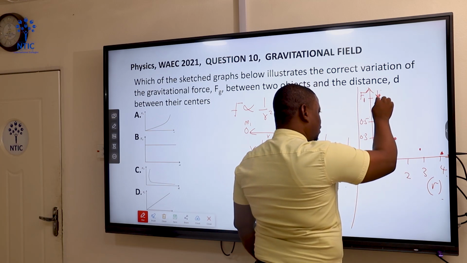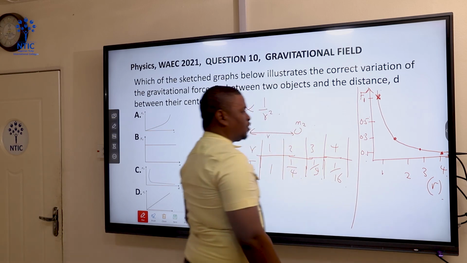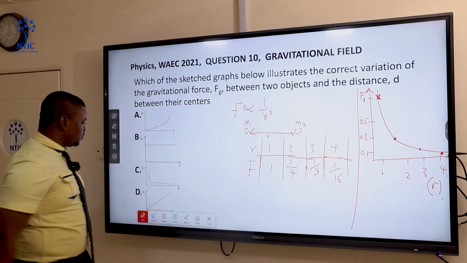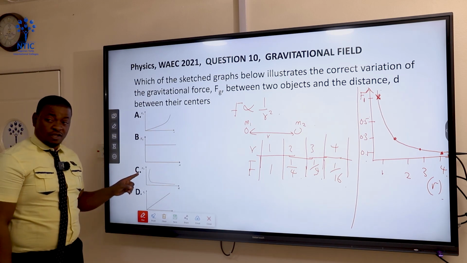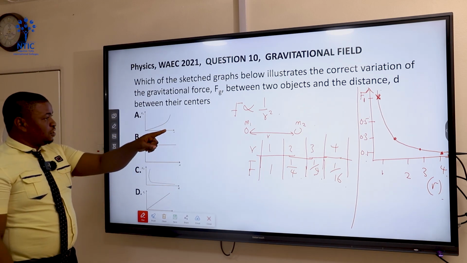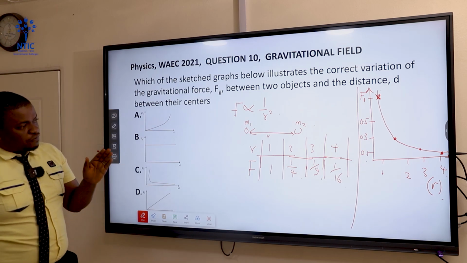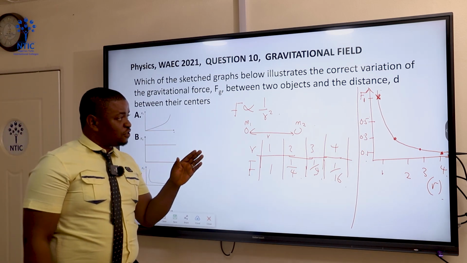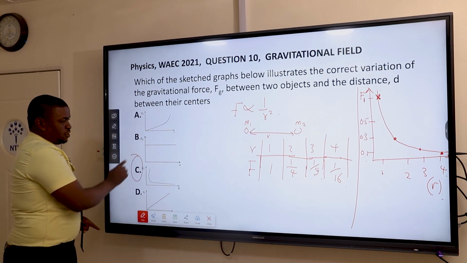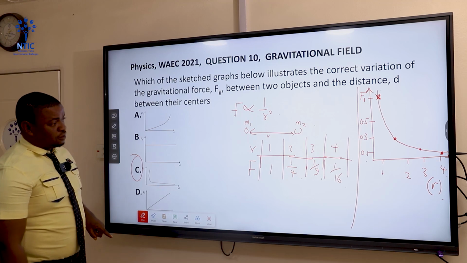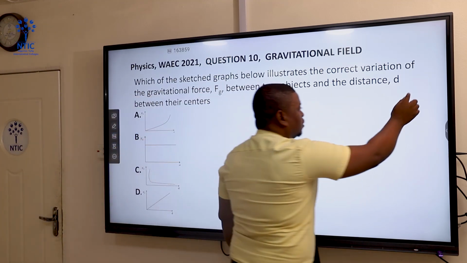So if I draw a curve like this, just trying to draw, the only curve that looks like the curve I just drew is option C. So option C looks like the curve I just drew. So if you plot a graph of F against R, the distance of separation between masses, the curve you have is like option C. That is that. Okay. Next.